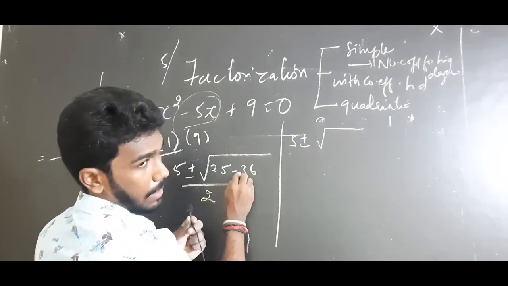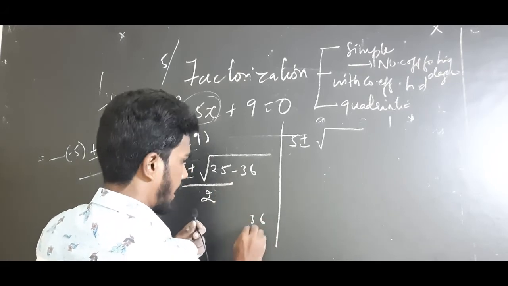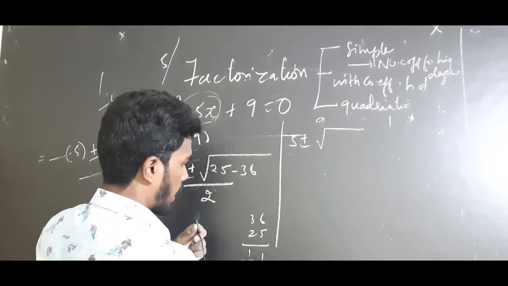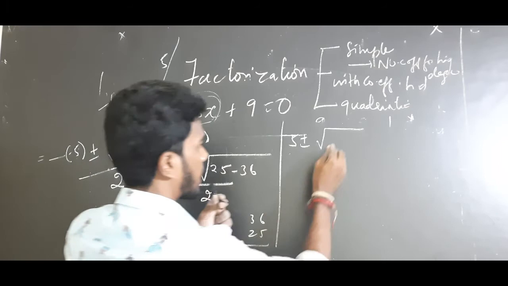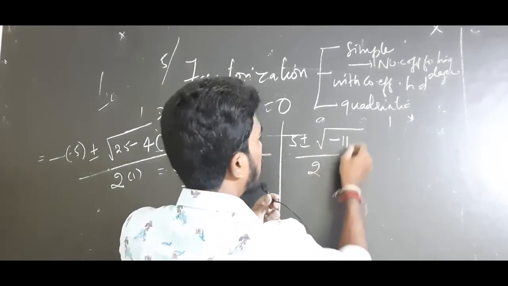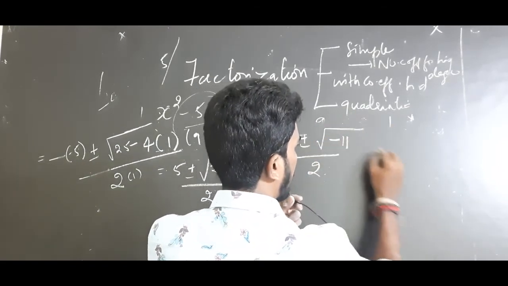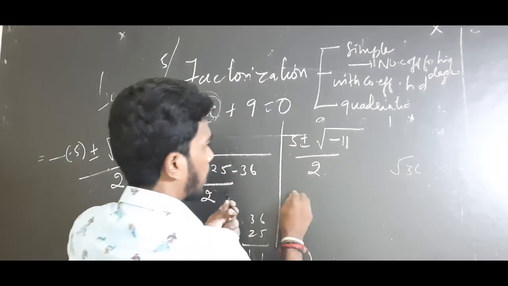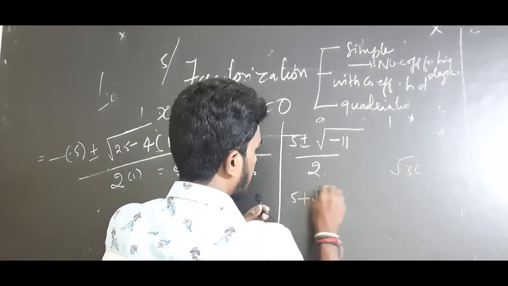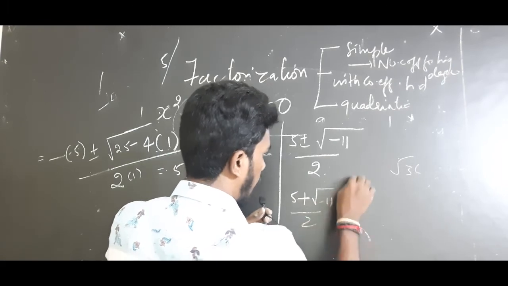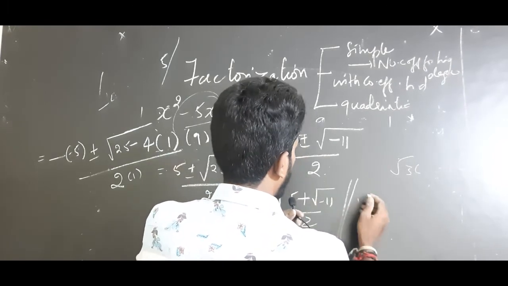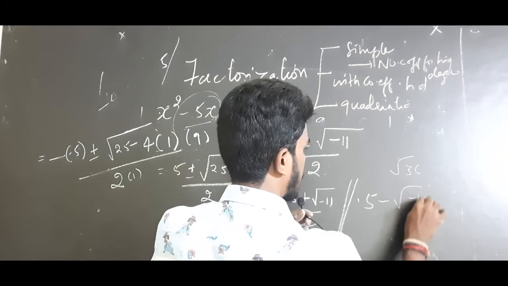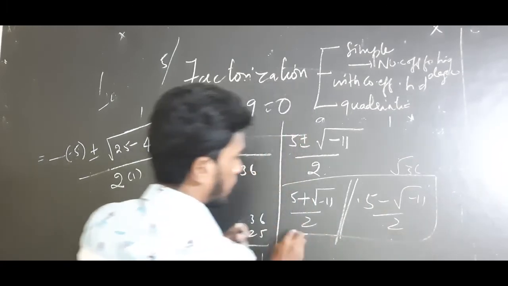So 25 minus 36 will be negative, so minus 11. So minus 11 divided by 2. If you can take a square root, for example, if I have root of 36, yes, you can take it as 6. But now I don't need to make any square root. So 5 plus root of minus 11 divided by 2 and 5 minus root of minus 11 divided by 2 are the required roots.